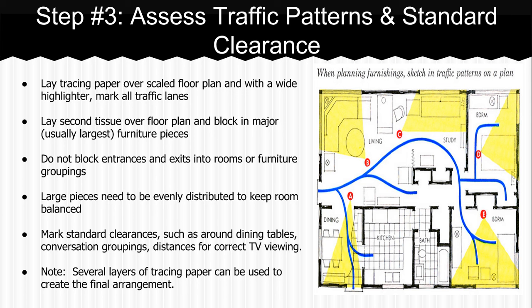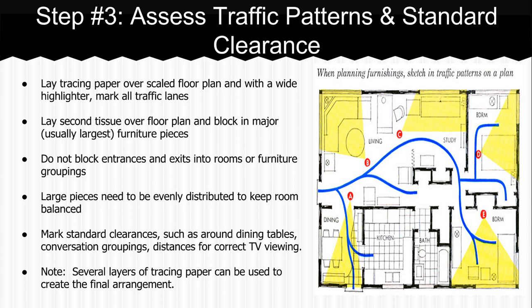Okay, so to do this, what someone would actually do by hand is they have their hand-drawn floor plan, and then they'll take tracing paper over the scaled floor plan, and with a wide highlighter, they'll mark all traffic lanes in the home, just like pretty much what you see here. And then they'll use another piece of tracing paper, which is almost like tissue paper, see-through, over the floor plan, and block in major furniture pieces like the couch, a bed, things like that.